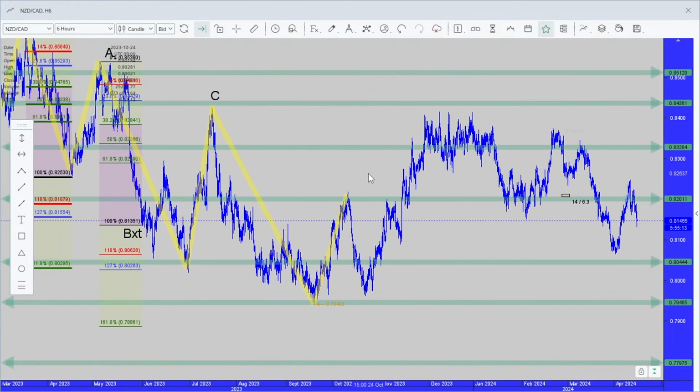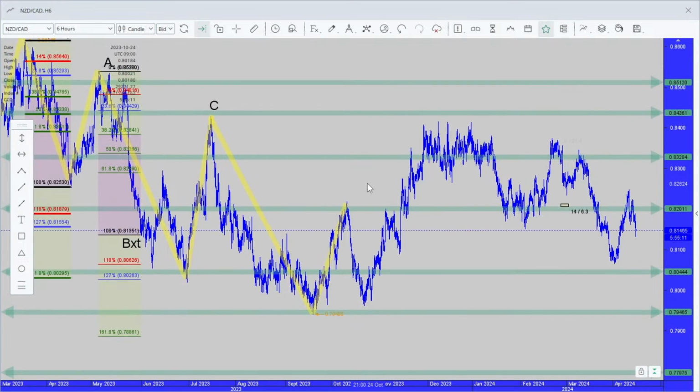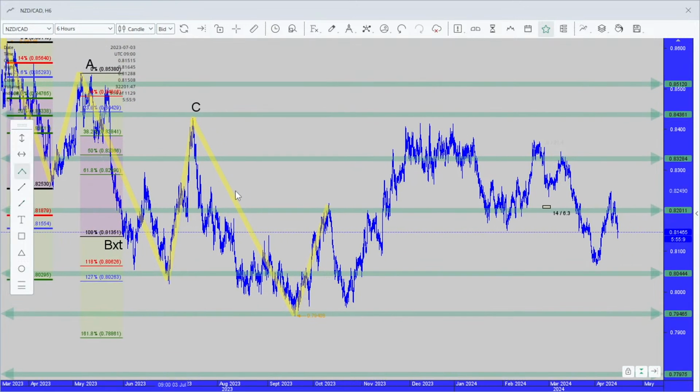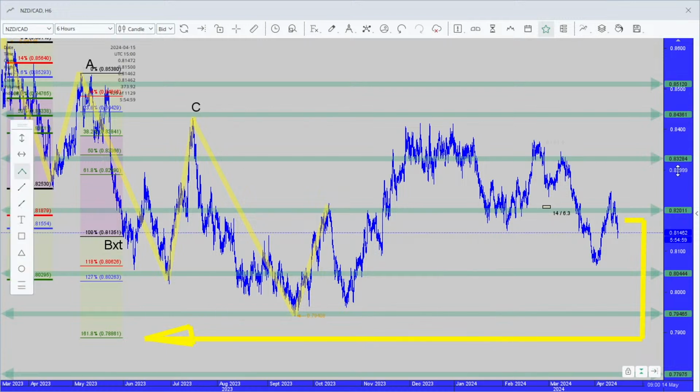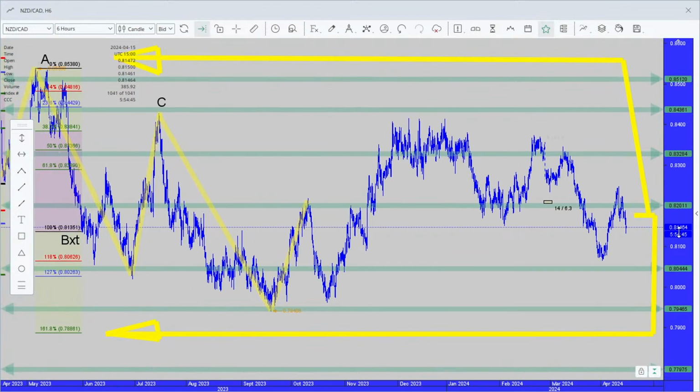Now I have a decision to make. Should I short the market from here down to here and put my stop loss above the A, or should I trade the confirmation Fibonacci? Yes, we're going to chart it. Just give me a second.